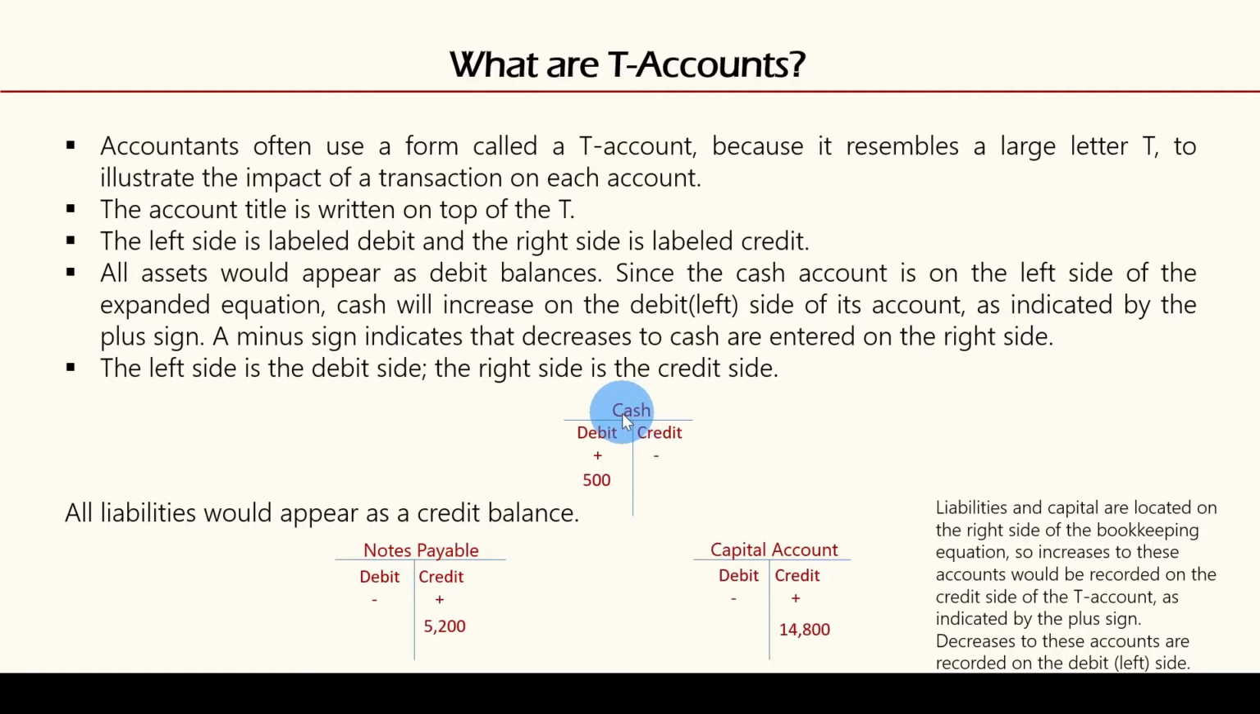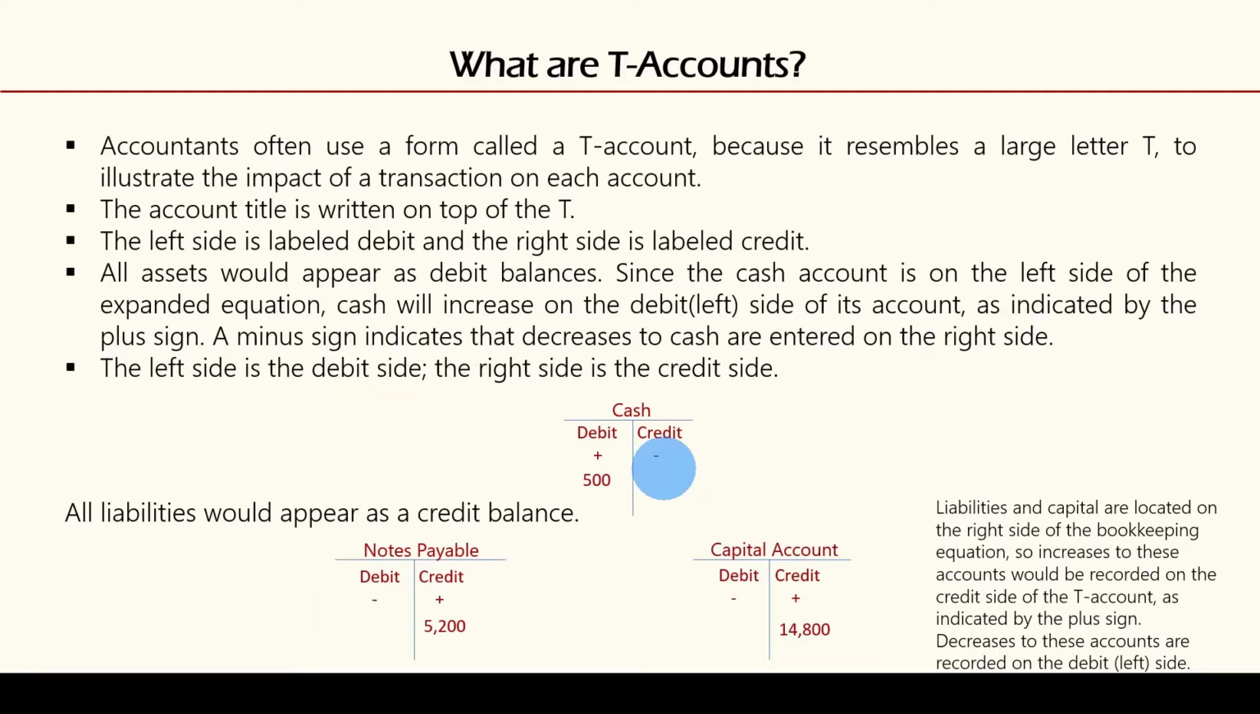All assets would appear as debit balances. Since the cash account is on the left side of the expanded equation, cash will increase on the debit side of its account, as indicated by the plus sign. We can see over here, plus is on the debit side because assets, expenses, and drawings are on the left side of the equation, which is debit. Now the opposite is credit, which is minus. That's when the amount sits over there, cash will be reduced from the account.